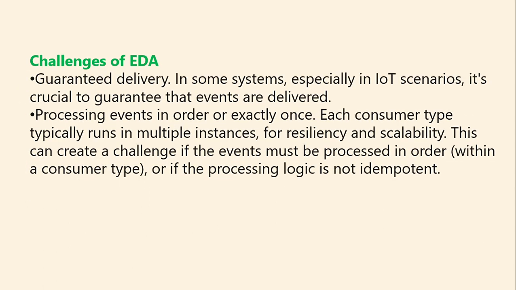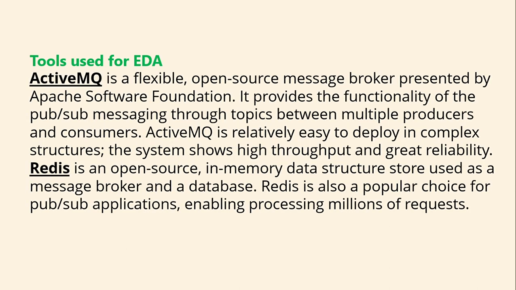Now there are some challenges as well with event-driven architecture. First is guaranteed delivery. In some systems, especially in IoT scenarios, it is crucial to guarantee that events are delivered. The next challenge is processing events in order, exactly once. Each consumer type typically runs in multiple instances for resiliency and scalability. This can create a challenge if the events must be processed in order within a consumer type, or if the processing logic is not idempotent.